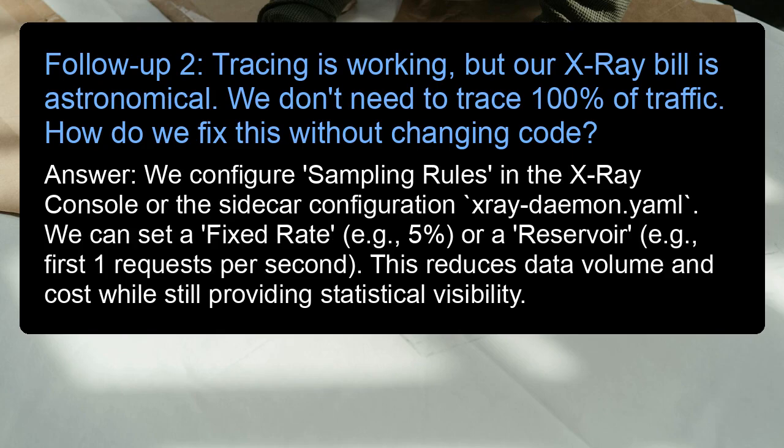Follow-up 2. Tracing is working, but our X-Ray bill is astronomical. We do not need to trace 100% of traffic. How do we fix this without changing code? Answer: we configure sampling rules in the X-Ray console or the sidecar configuration, xray-daemon.yaml. We can set a fixed rate, for example, 5%, or a reservoir, for example, first one request per second. This reduces data volume and cost while still providing statistical visibility.